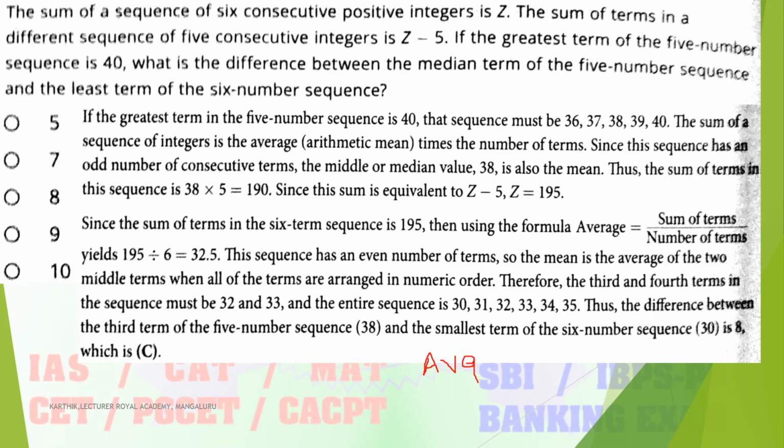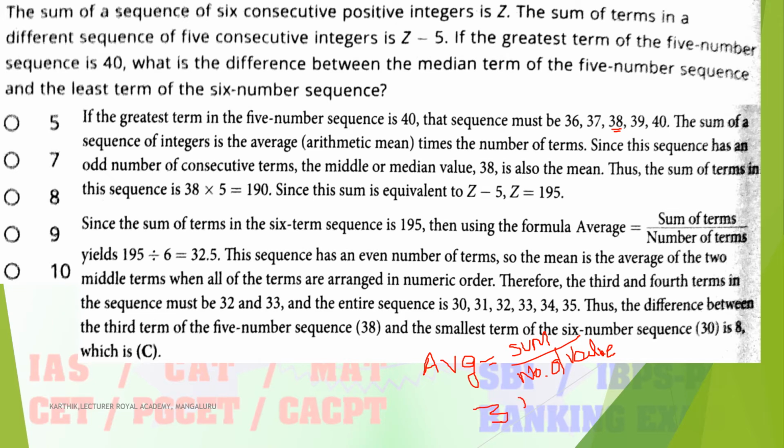Average is equal to sum divided by number of values, this is the formula. So from that, the average is how much? Average is nothing but 38. 38 is the average, so it's nothing but the middle value, the median. So median is nothing but the middle value, that is the average.